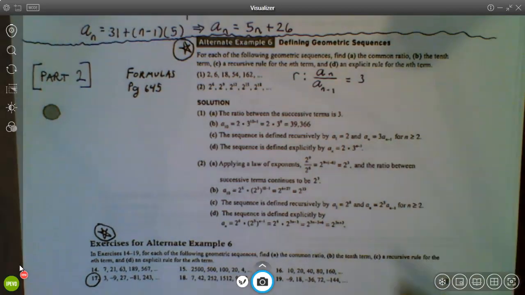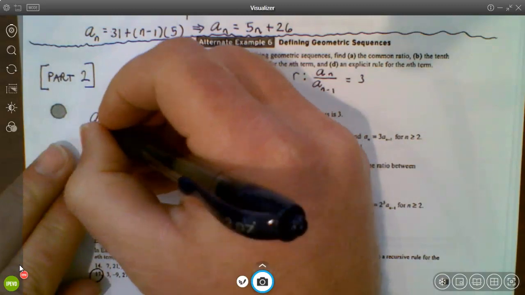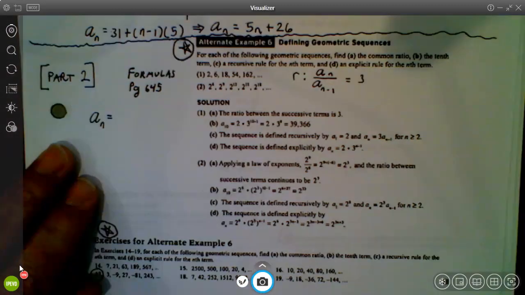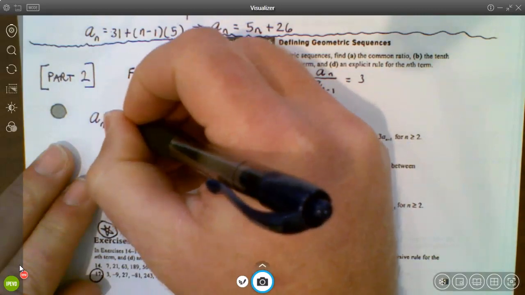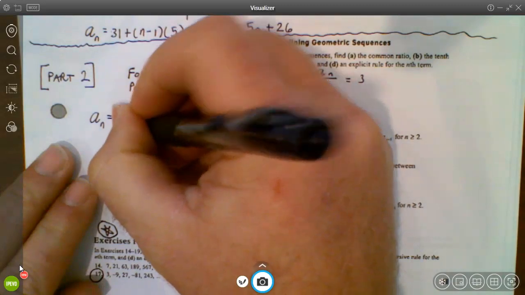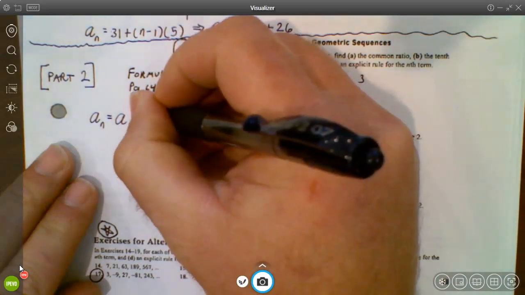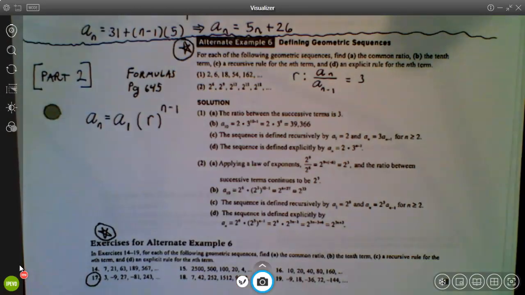As far as finding the 10th term, there's a formula for that. So you can see formulas on this page. Let me just lay it out for you here. So as far as geometric sequences, we're taking the first term, that's a 1, multiplying it by the common ratio, and then raising it to the n minus 1 power.